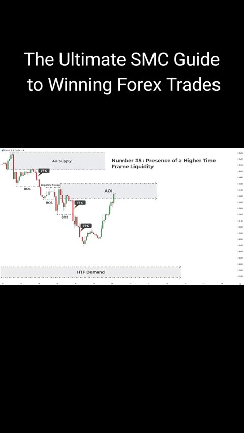Number 5. The presence of a higher time frame liquidity zone as a target. And finally, we need a higher time frame liquidity zone in front of the price to serve as a take-profit target. That gives us a clear destination for the trade. When all these rules and criteria align, we have a high probability trading setup.